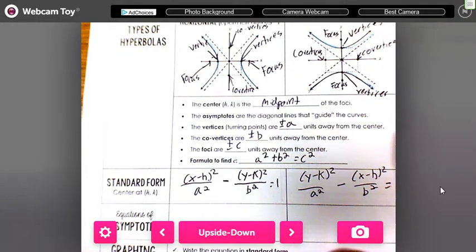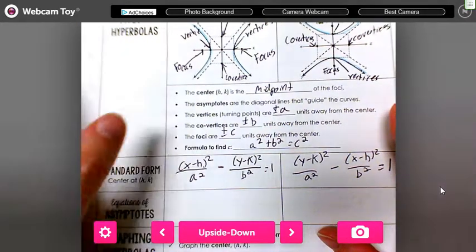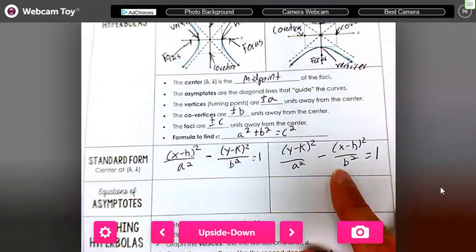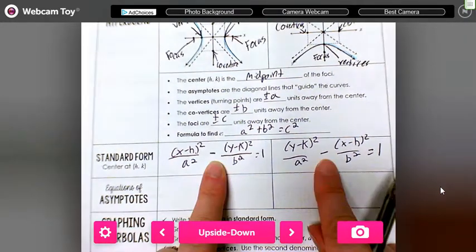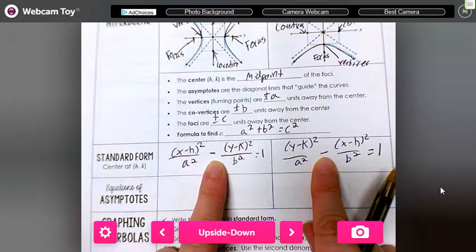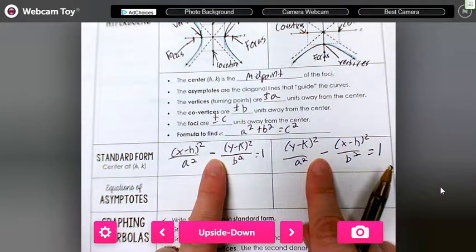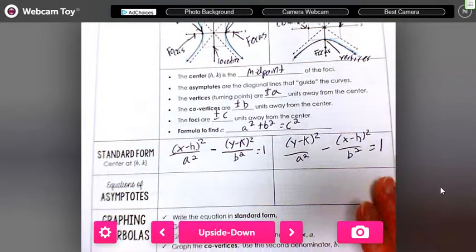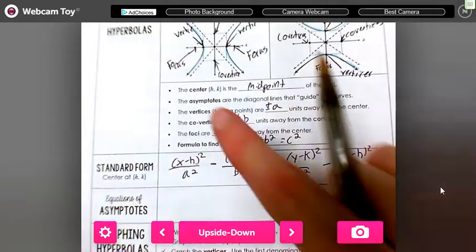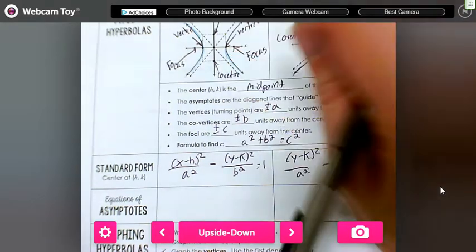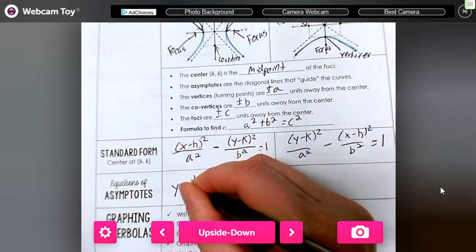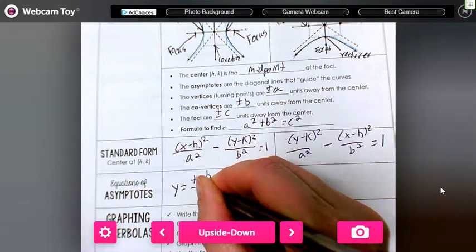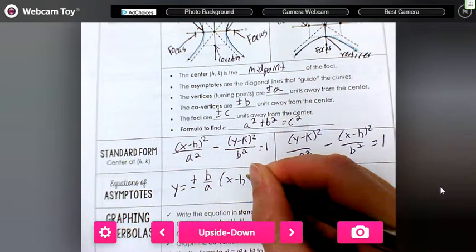Okay? So the important part here: we know this is not an ellipse because it has a subtraction sign in the middle instead of an addition sign. Okay, asymptotes. Those are the equations of those dotted lines that we see there, okay? The equations for them are y equals plus or minus b over a, times (x minus h), plus k.